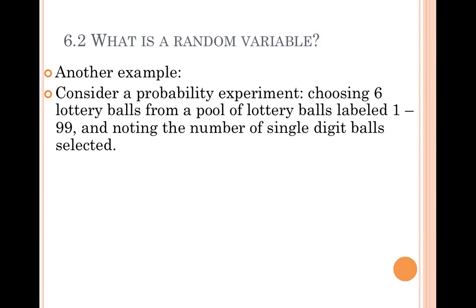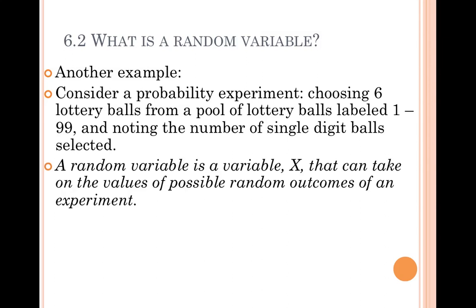Consider a probability experiment of choosing 6 lottery balls from a pool of lottery balls labeled 1 through 99 and noting the number of single-digit balls selected. So you're choosing 6 and you're noting the number of single-digit balls. A single-digit ball would be anything from 1 to 9, because a 10, which is right after 9, contains 2 digits, and that would not satisfy the experiment.